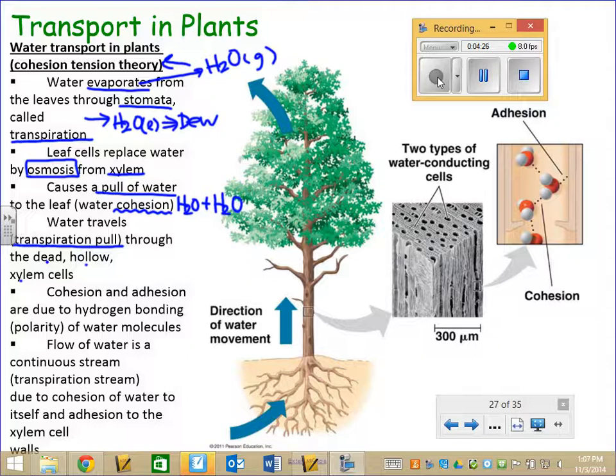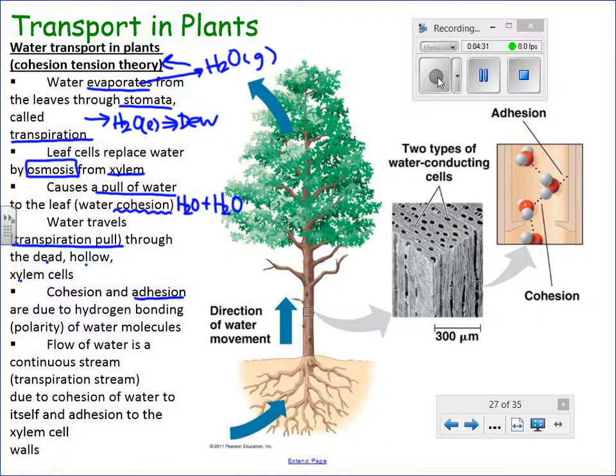Now, cohesion is not the only thing that happens. There is also something called adhesion. Adhesion is when water is attracted to some other substance, to some other structure. And there are a lot of things that water is attracted to. The whole reason behind water being attracted to other molecules is because of something called hydrogen bonding and polarity. And so I'll just give everyone a chance to catch up.